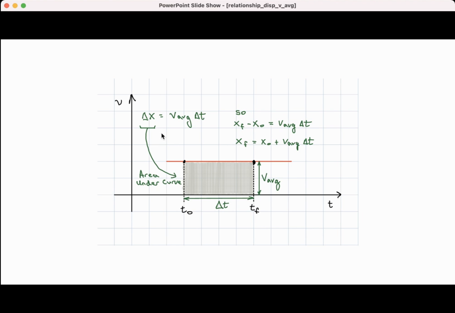Another thing to note is that if we expand delta x into x final minus x naught, we can rewrite this as x final minus x naught is equal to V average times delta t, and we can solve this for x final. So x final is equal to x naught plus V average delta t. Or if you like to think of it, it's x naught plus delta x. So we have this equation, x final equals x naught plus V average times delta t, which is useful for situations where you have uniform motion in one dimension.